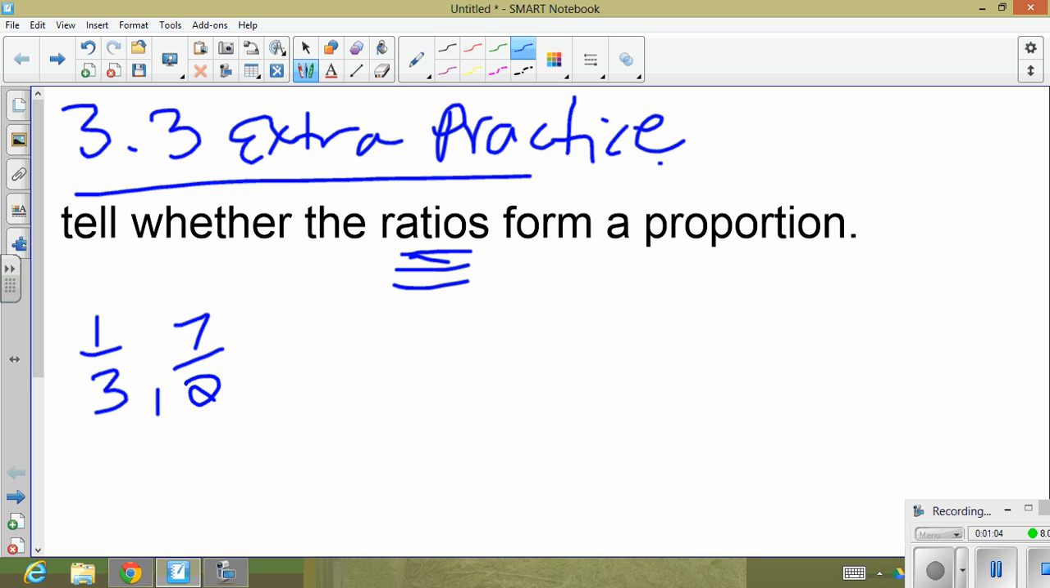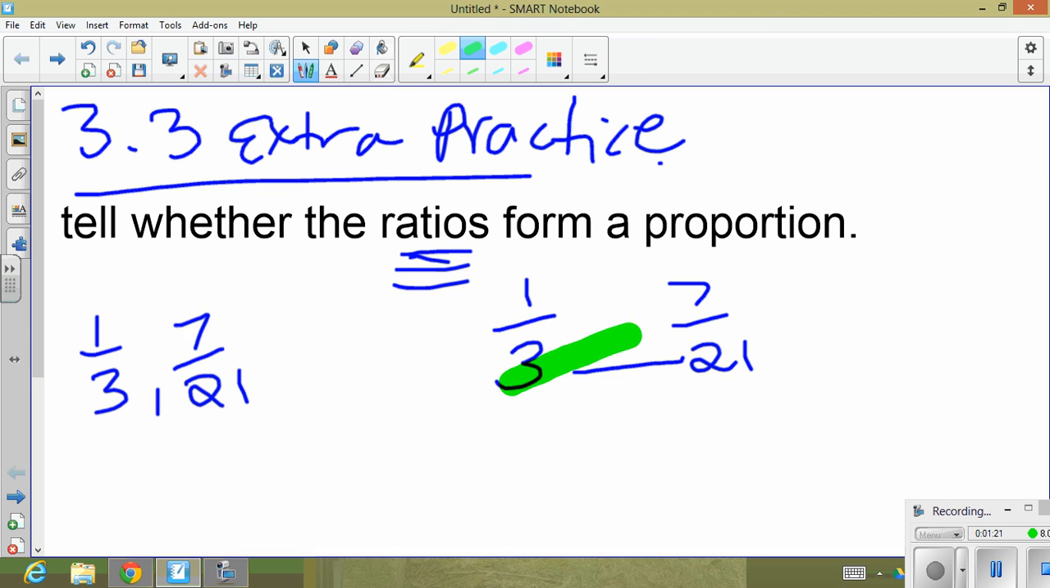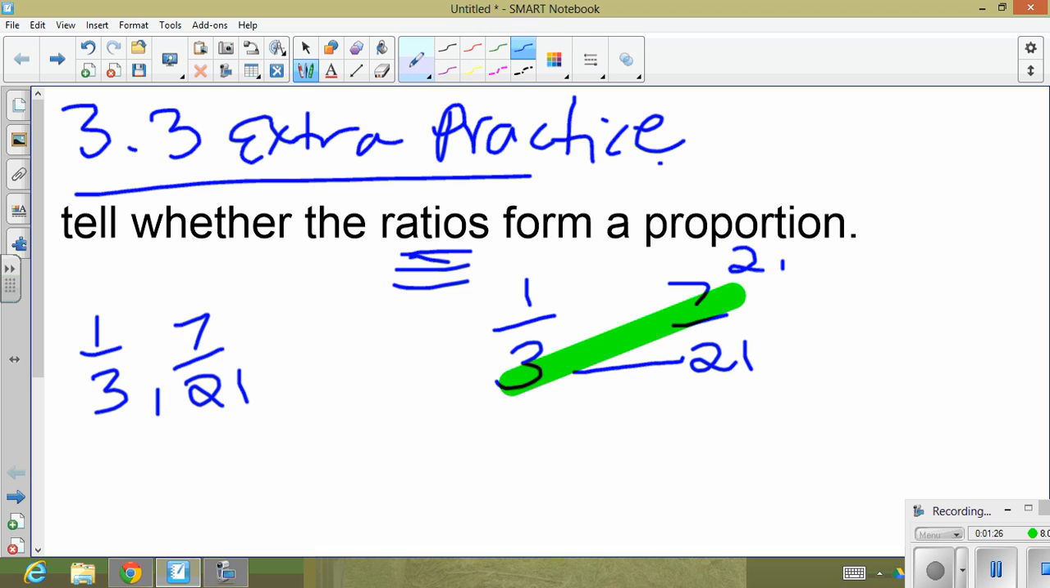1/3 and 7/21. So we want to figure out if the two will be equal to each other. The easiest way I find to answer every single one of these questions is to take the cross product. Take 3 times 7, and that gives me 21. Then I take the cross product in the other direction, 21 times 1, and I get 21. So 21 equals 21, so they are equal.